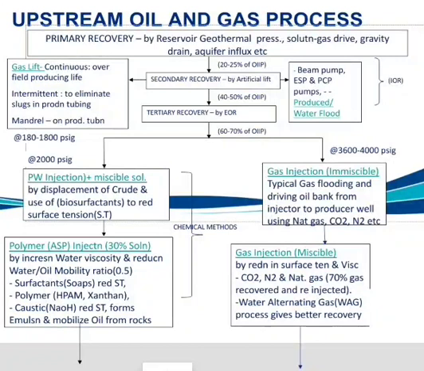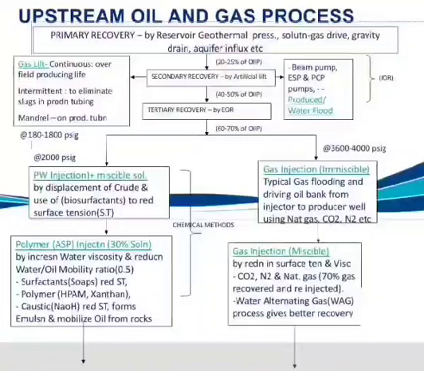So the first phase, as we are aware, is primary recovery. This is done by reservoir geothermal pressure. As you are aware, there is an inherent pressure in the reservoir which tends to push the fluid to the surface. Another important phenomenon occurring in the reservoir is called a solution gas drive. Whenever the pressure in the reservoir falls below its bubble point, the gas expands, and with this expansion ample gas is produced, and the inherent property of gas ensures that it carries along with it water as well as crude towards the surface.